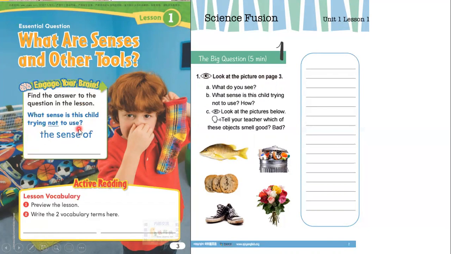What sense is this child trying not to use? How do you know that? What are they doing? Oh, they're holding their nose. And there's another additional activity if you want to bring this in to make it more interactive. You can have them tell you which of these objects smell good, or circle them. Which objects smell bad, or mark them out, put an X on them.